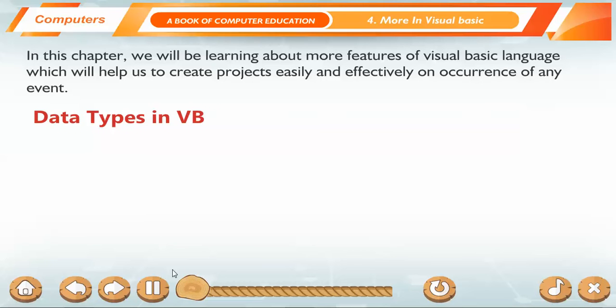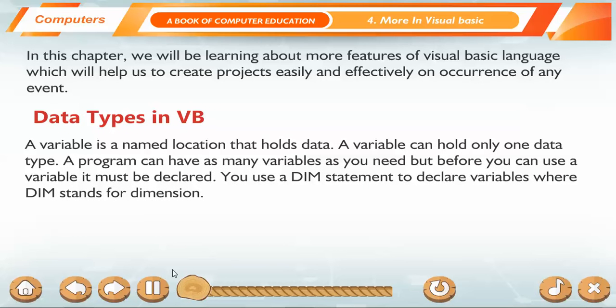Data types in VB. A variable is a named location that holds data. A variable can hold only one data type. A program can have as many variables as you need, but before you can use a variable, it must be declared. You use a DIM statement to declare variables, where DIM stands for dimension.